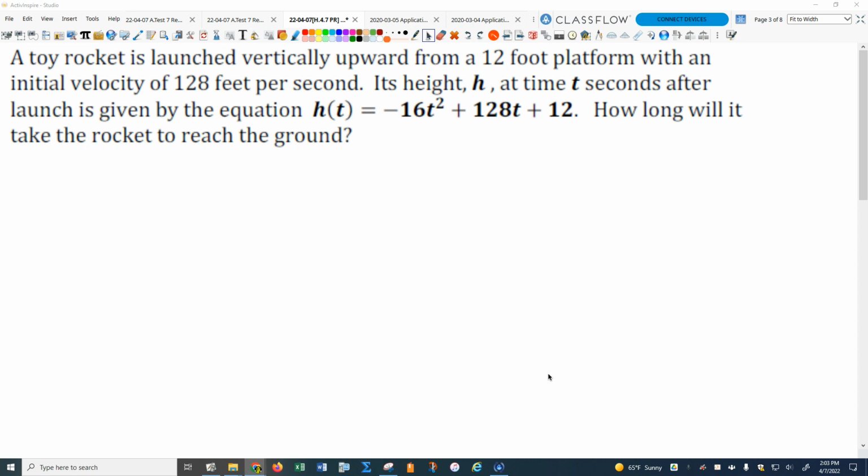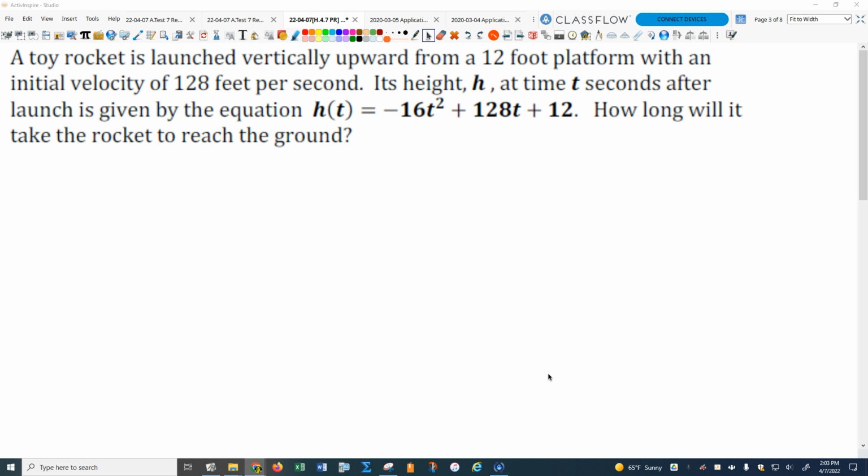We're going to look at some examples of problems where we have to use a quadratic model. We're going to use quadratic functions to model a function that relates to some kind of real-world problem that we want to solve and interpret.